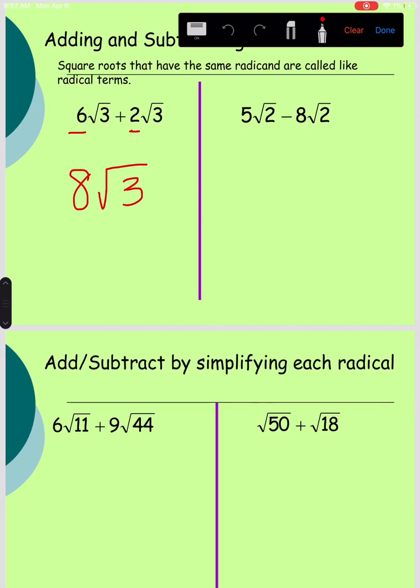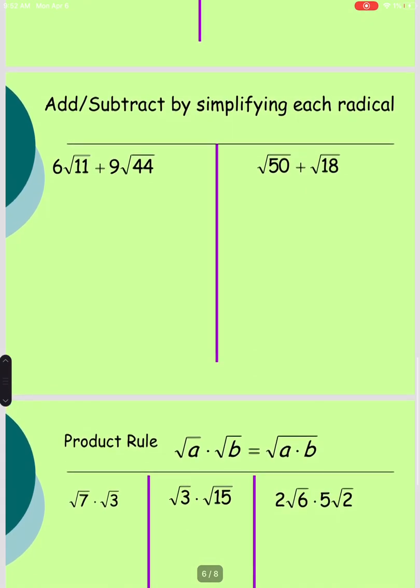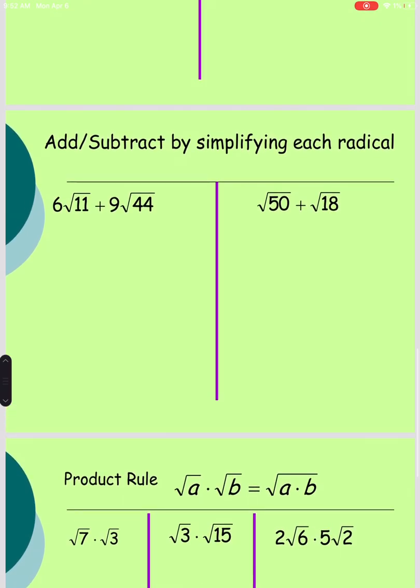Okay, next one, 5 radical 2 minus 8 radical 2. They're both the square root of 2, so we're going to combine the 5 and the negative 8 to give us negative 3 radical 2. Now, if the number underneath the radical isn't the same, then you need to simplify to see if you can get them to be the same.